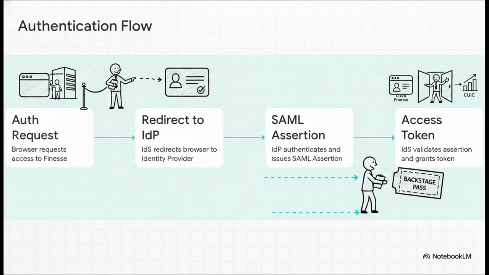Actually, let's break this down using a VIP club analogy. Think of your identity provider as the bouncer at the door. You present your ID, your credentials, to the bouncer. If you're on the guest list, the bouncer hands you a ticket, which in our technical world is a SAML assertion. You then take that ticket over to the VIP host, which is our Cisco IDS. The IDS validates your ticket and boom, hands you the coveted backstage pass, an OAuth access token. From that exact point on, your browser just flashes that access token to Cisco Finesse or CUIC, and you are granted immediate access. It's a highly secure, beautifully orchestrated exchange.